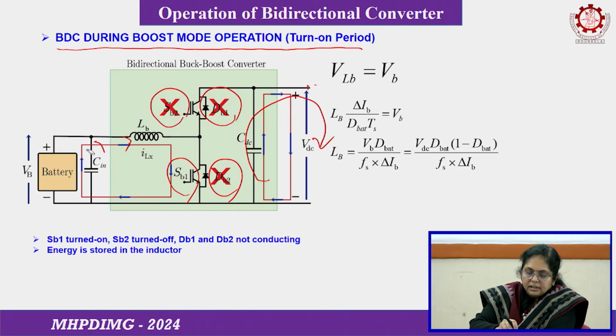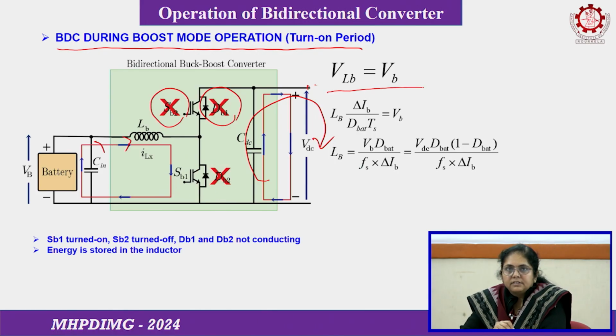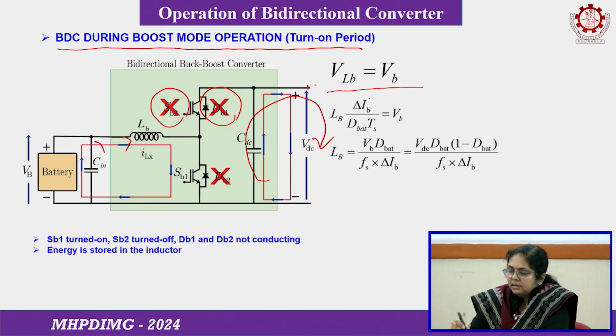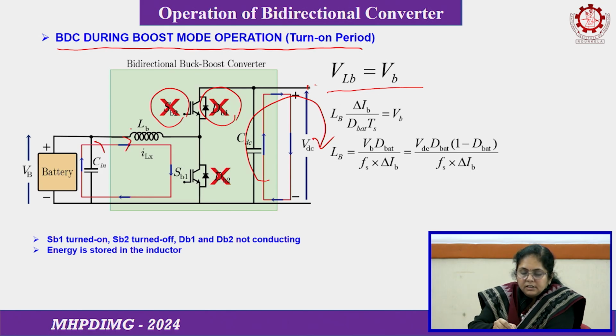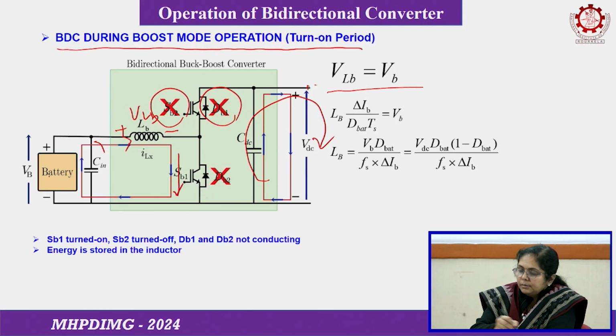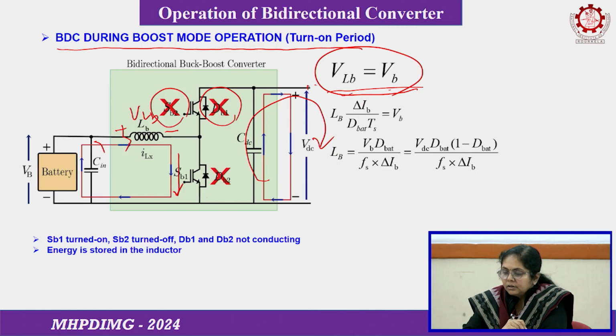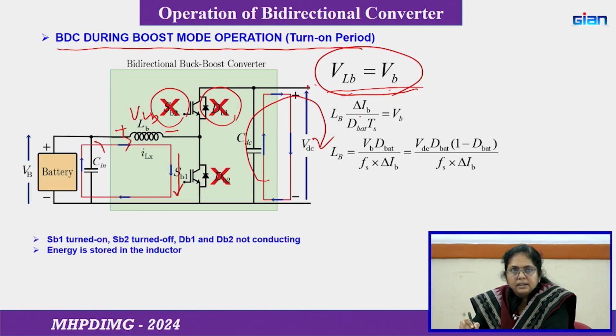Okay. And in this case, to calculate the filter inductor, we will use the volt-second balance technique. By using the volt-second balance technique, you can see the voltage across the inductor, let it be VLB, when the switch is on. So, what is the equation? The voltage across the inductor is equal to the battery voltage. And what is the voltage across the inductor? It is L di by dt.